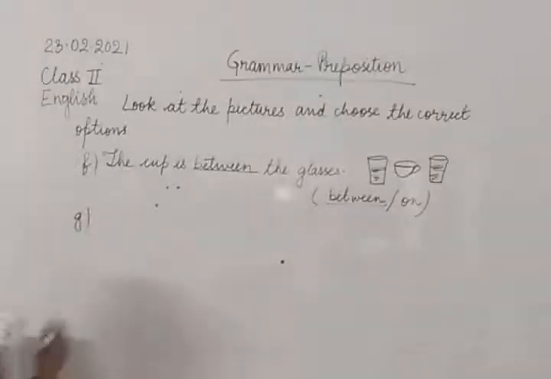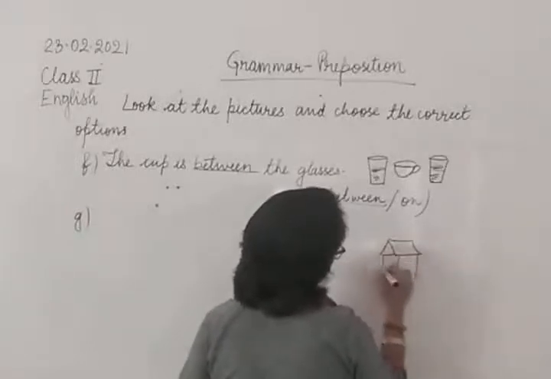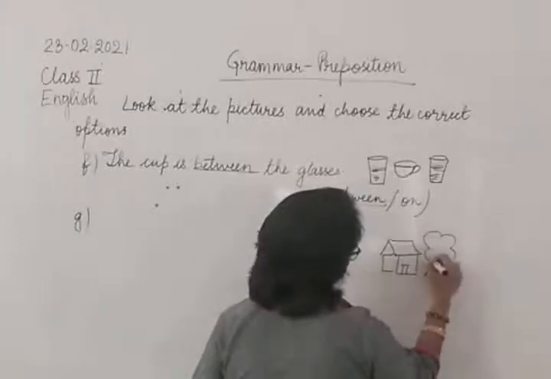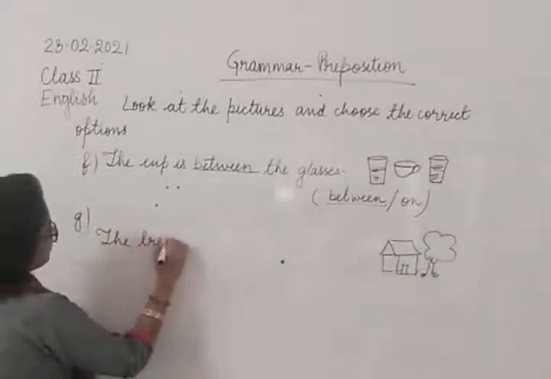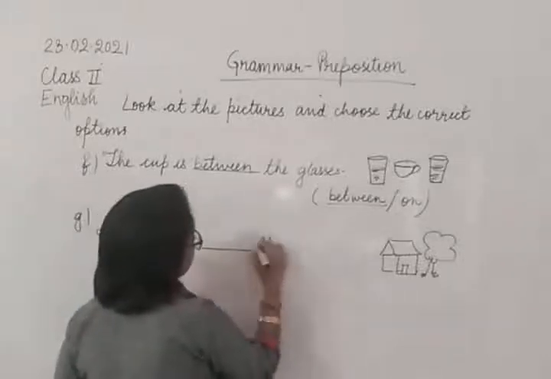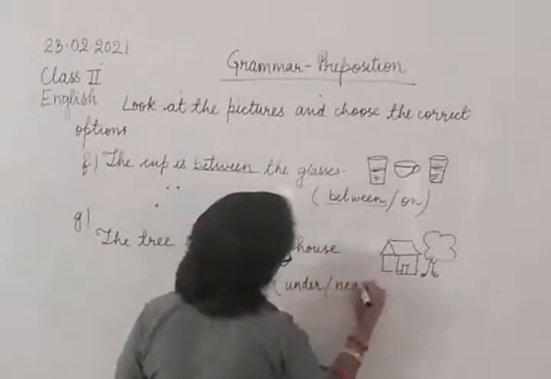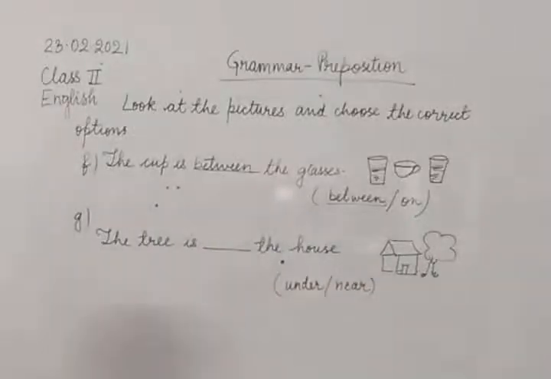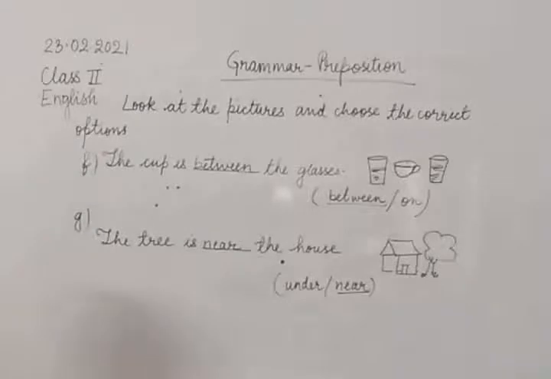Next. The tree is dash the house. The tree is under the house or near the house. जो tree है वो घर के नीचे है या घर के पास है. The tree is near the house. घर के पास है. Near. The tree is near the house.